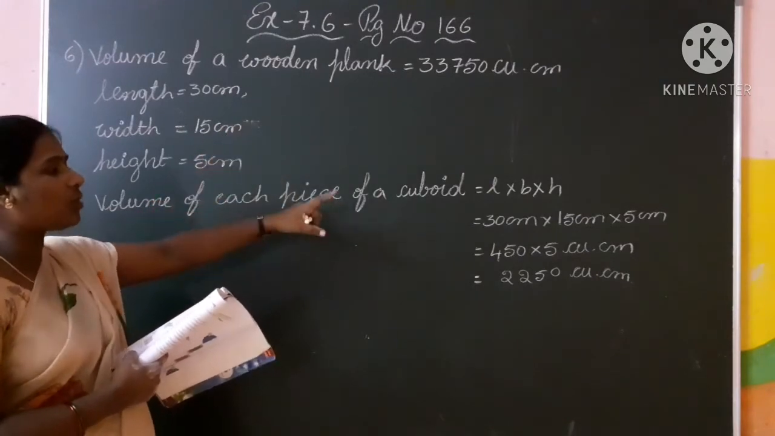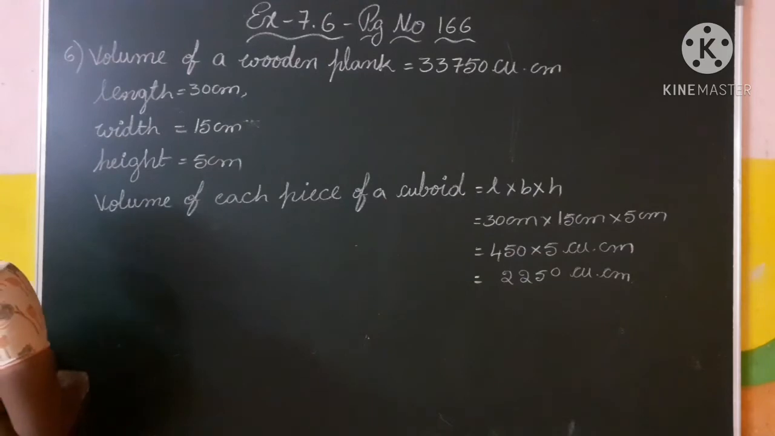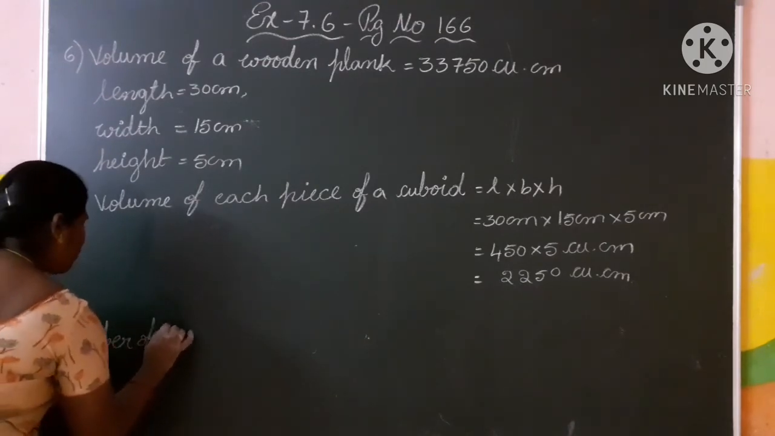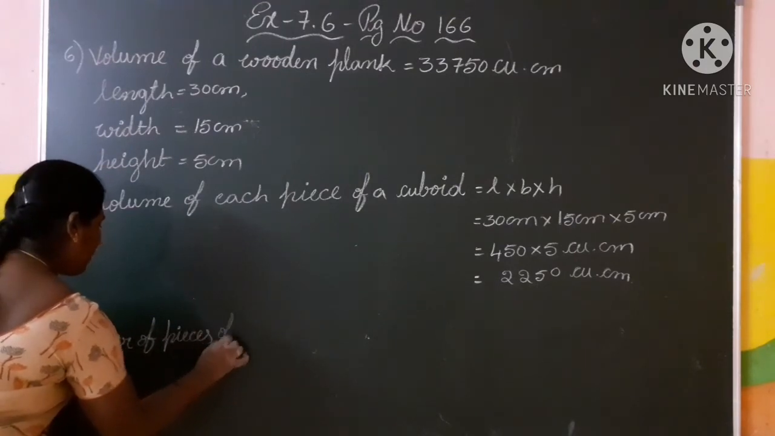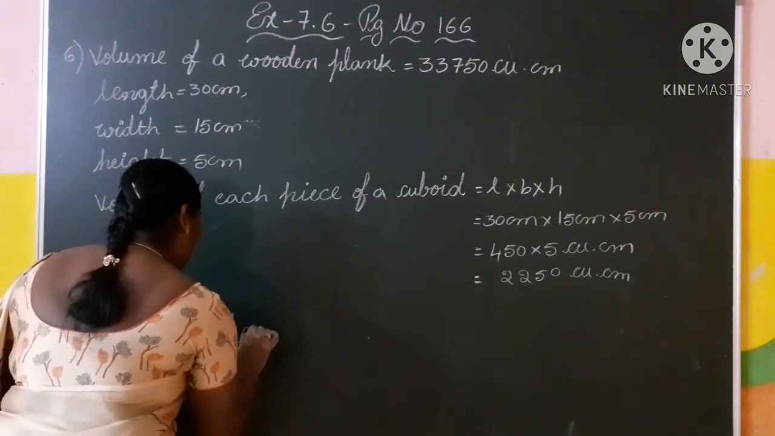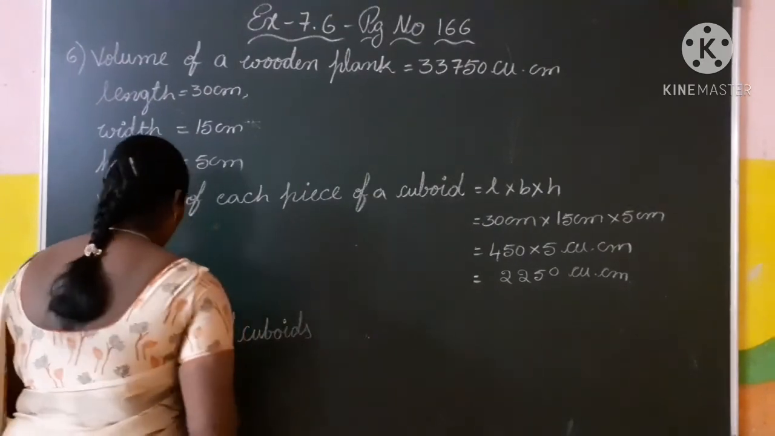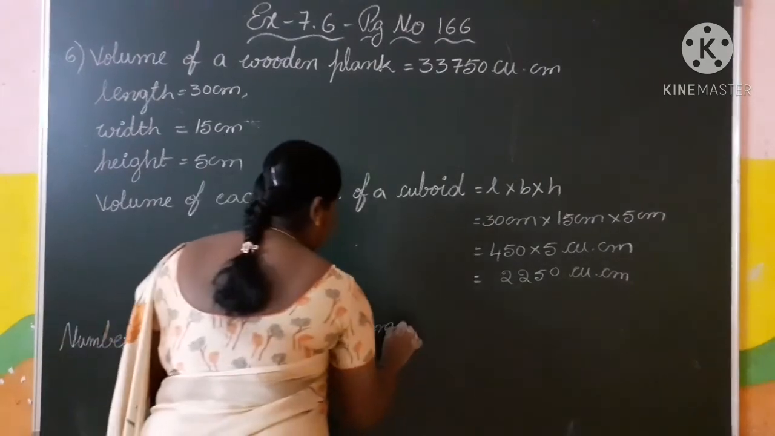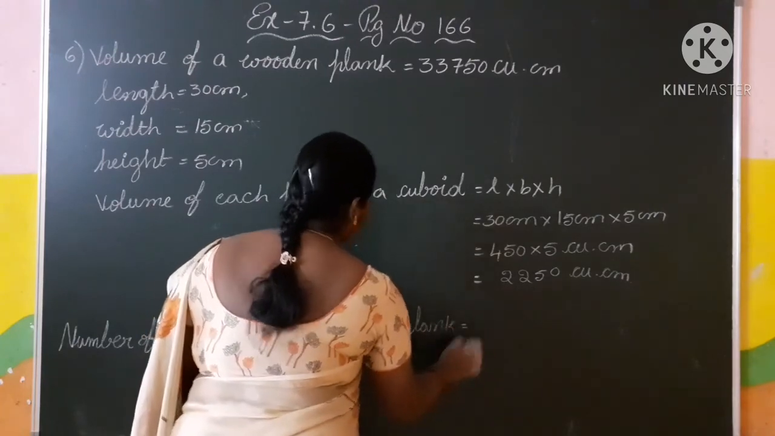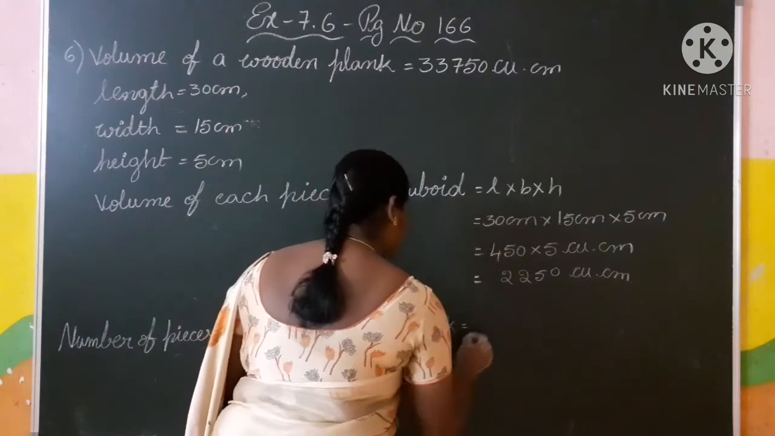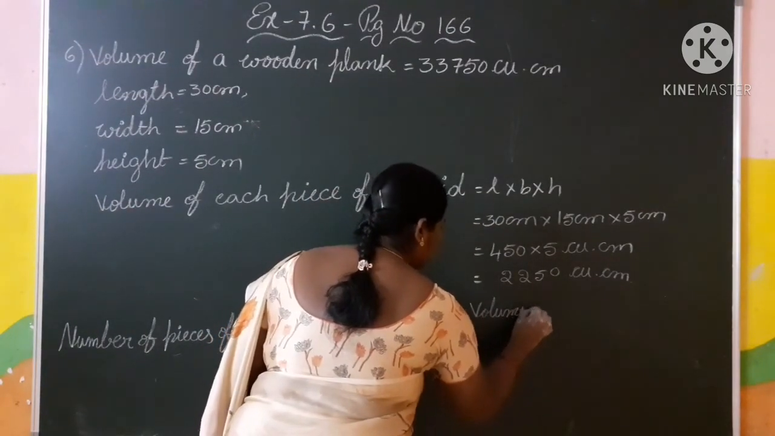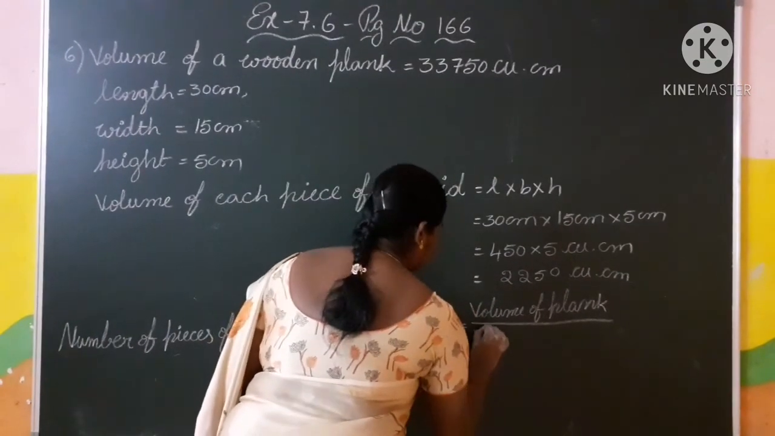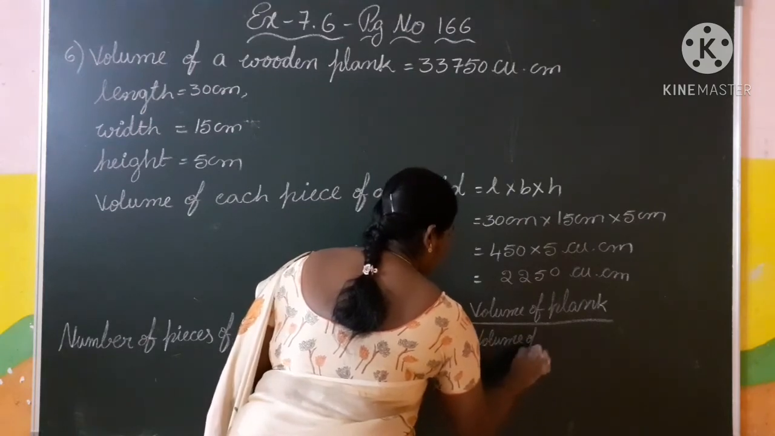So they have given the wooden plank volume. So we have to do the division. The number of pieces of cuboids cut from the plank: we have to find the volume of the plank divided by the volume of one piece of a cuboid.